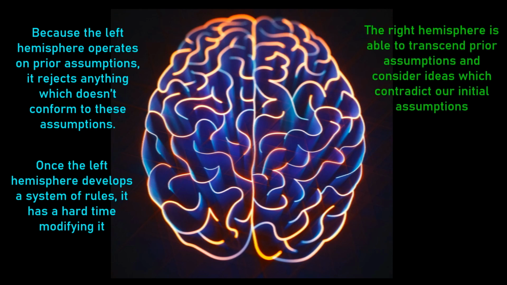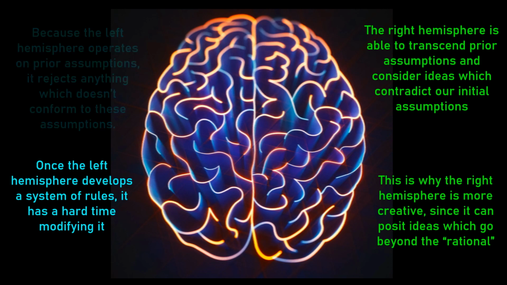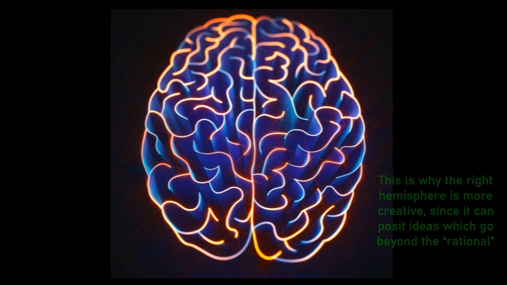The right hemisphere, on the other hand, can go beyond the self-enclosed system we develop to uncover ideas which are not obvious. This is why creativity is a product of the right hemisphere, since creativity means going beyond what we think is obvious, i.e., the self-enclosed system of the left hemisphere. Whenever we want to modify our assumptions, we use our right hemispheres, and this is why the right hemisphere is transcendent.